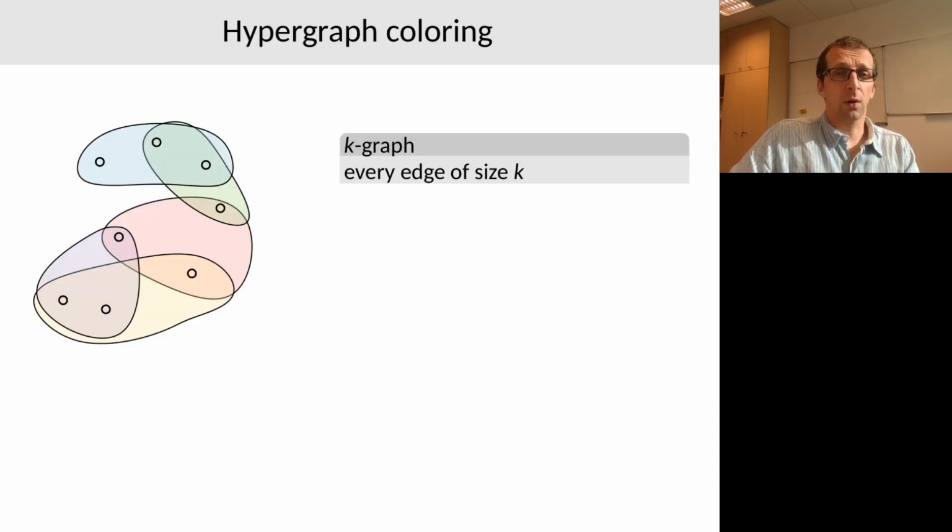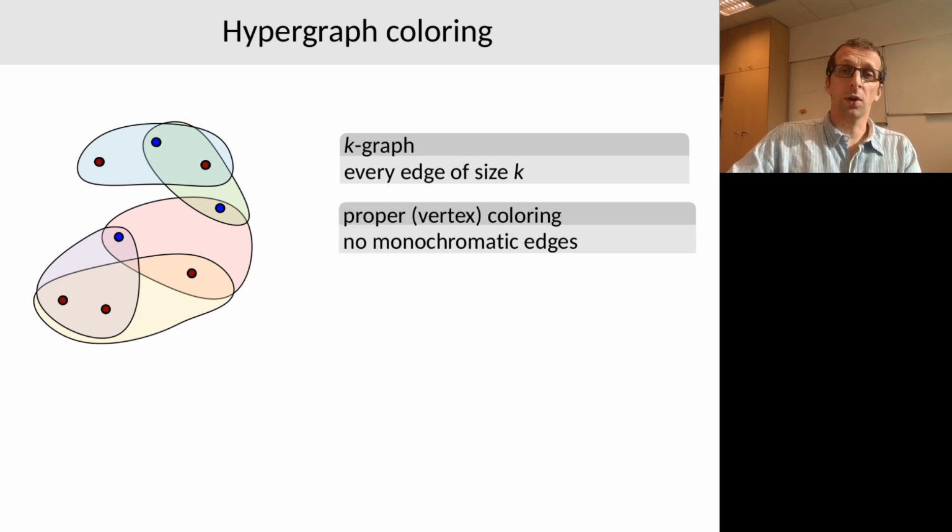We start with recalling the basic definitions. A hypergraph consists of a set of vertices and a family of its subsets that are called edges. A hypergraph is called a k-graph, or k-uniform hypergraph, if every edge has exactly the same size, and the size is exactly k. We are going to work with vertex colorings, and such a coloring is called proper if no edge is monochromatic. The one that you can see in the picture here is not proper because of this bottom edge. However, recoloring just one vertex is enough to make it proper.